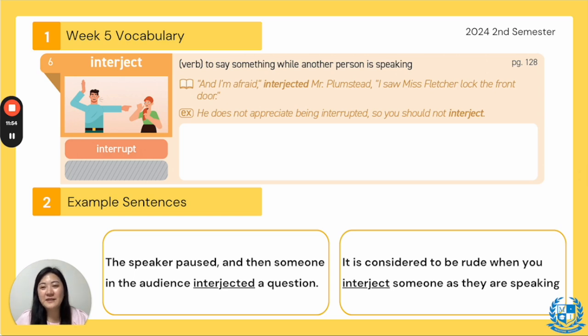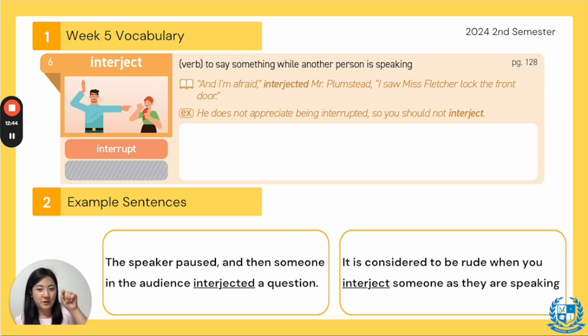Number 6. Everyone say, interject. Interject. And the synonym is to interrupt. That's why I'm putting my arm like this, cutting it. It's a verb, and it means to say something while another person is speaking. So is this a good thing to do or not such a good thing to do? Yeah, not such a good, nice thing to do. And in the book it says, and I'm afraid, interjected Mr. Plumstead, I saw Miss Fletcher lock the front door. He interjected, meaning someone else was speaking, but then he said, and I'm afraid. That's my man voice. So interject, to interrupt someone while they are speaking.